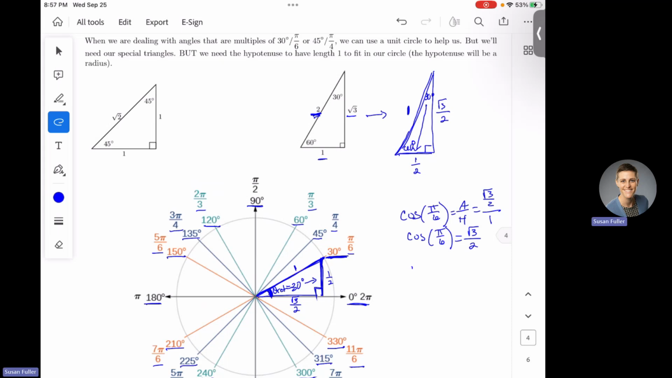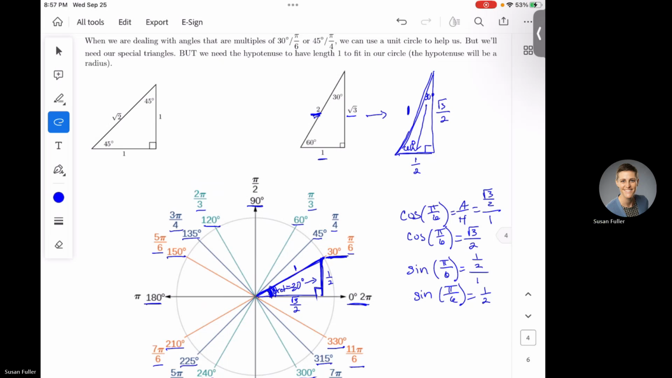And the sine of this angle, pi over 6, I'm going to still use this reference angle, it's going to be opposite, which is 1/2, over the hypotenuse, which is 1. That means that the sine of pi over 6 is 1/2.